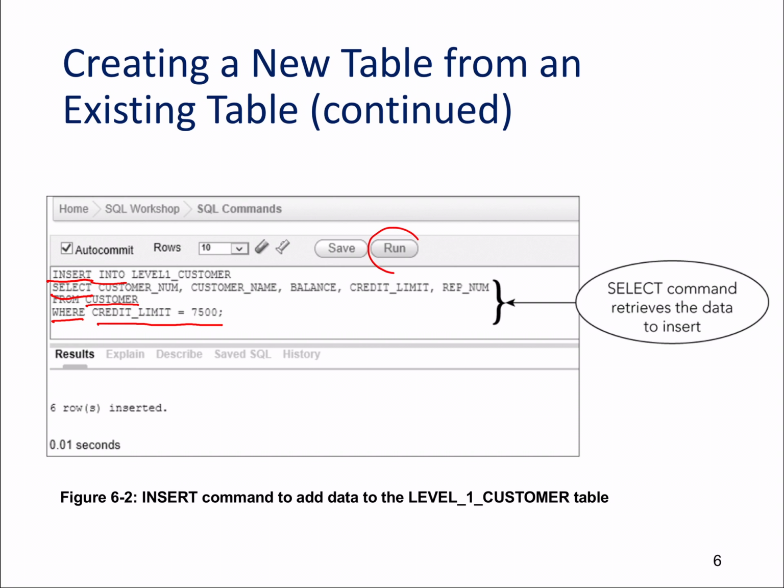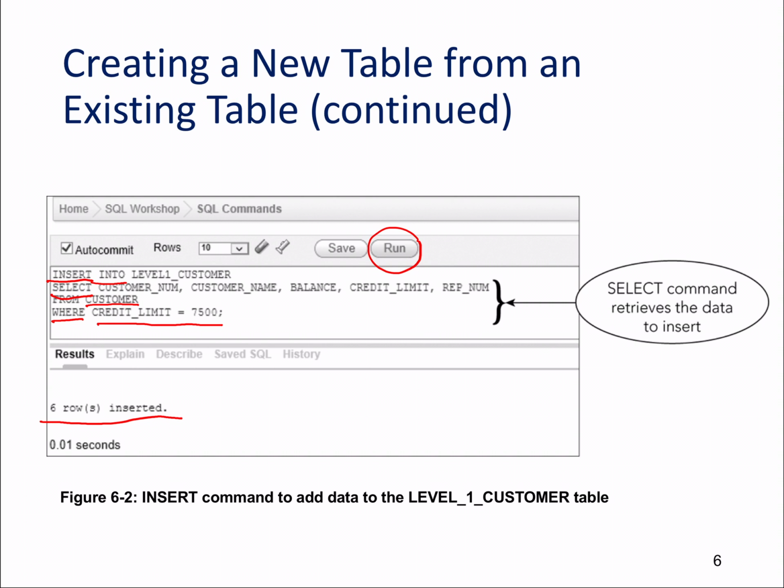After clicking on the Run button, you'll see in the result panel that it says 6 rows have been inserted. So this query has been successfully executed, and 6 rows from the customer table have been selected and inserted into the level 1 customer table.